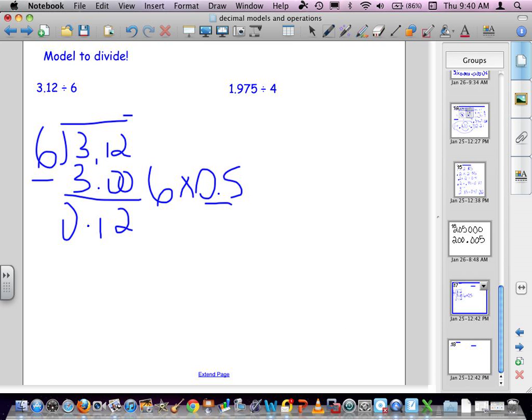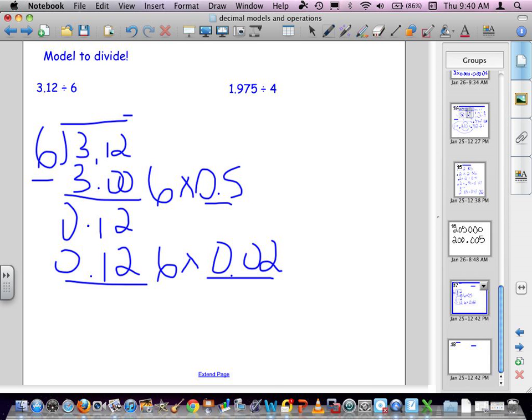Now I need something that's going to get me close to 1200ths. What would I multiply by 6 to get close to 1200ths? 200ths. In fact, that might get me exactly 12. Right? 6 sets of 200ths is 1200ths. Okay? And I have nothing left to share. I've fair shared it out.